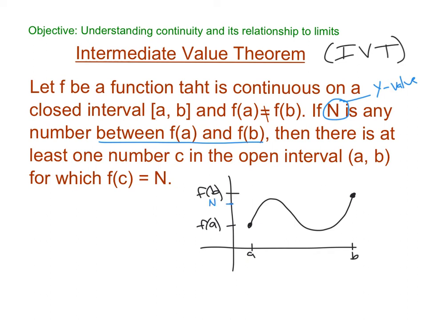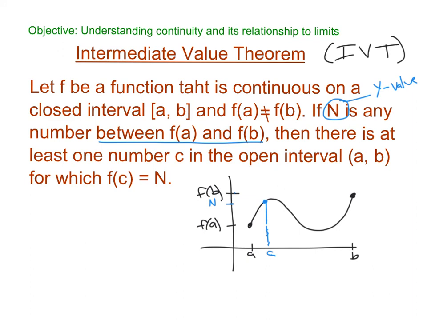This is saying if there's an n, then that n has to have an x, or a c, that falls between a and b. There has to be a c somewhere. If there's an n that falls between the y values, then the x value that goes with it has to fall between a and b. So that's what the intermediate value theorem says. And that's basically what I was trying to get at in the do now.